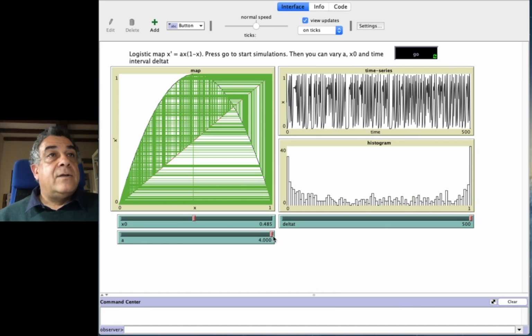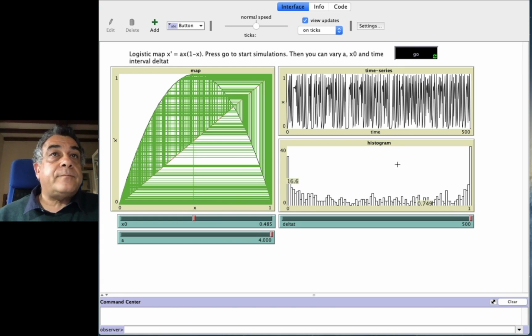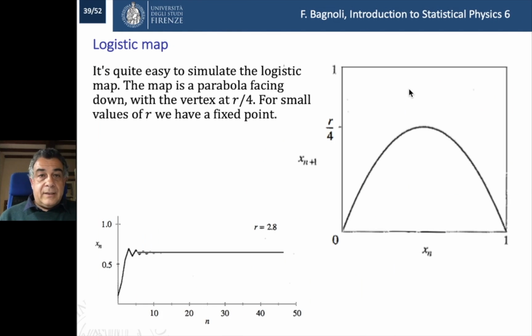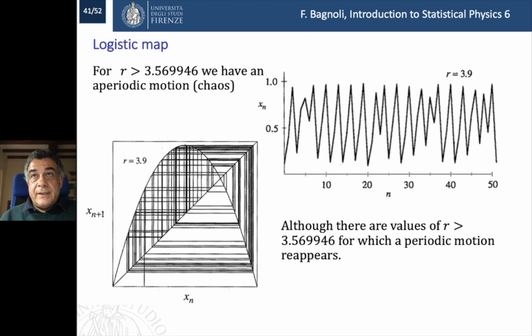And finally, for A equals 4, which is the maximum value, you have here a very broad distribution of values. And clearly, since the map is very simple, you may perform by hand a lot of computations, and you can compute analytically or approximate the threshold for the chaos.